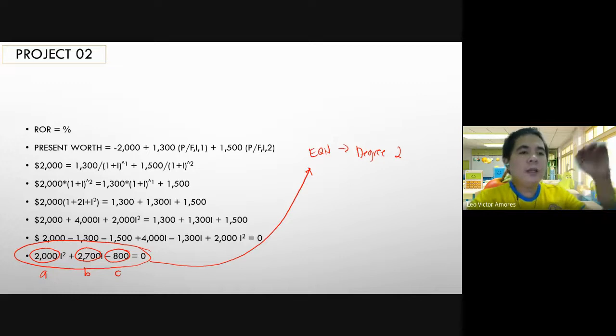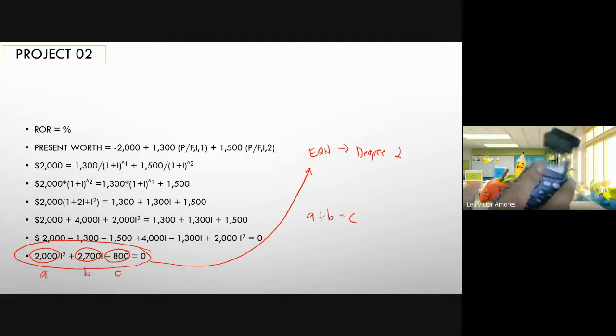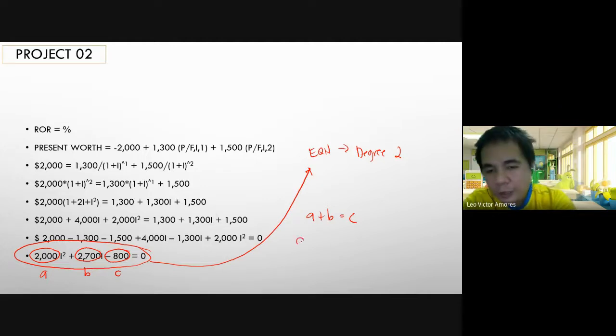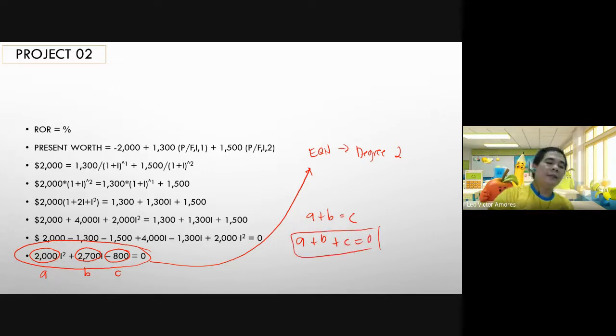For some calculators, class, the arrangement is A plus B is equal to C, same as my calculator. But for some, it is A plus B plus C is equal to 0. So try to mind the format of your calculator. What I have here is the format of my calculator.